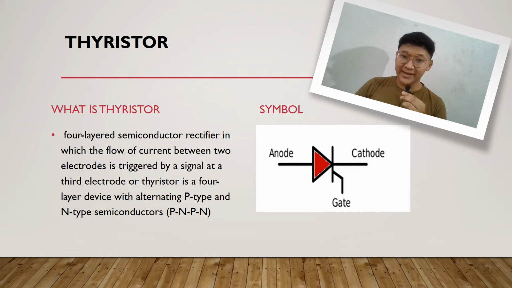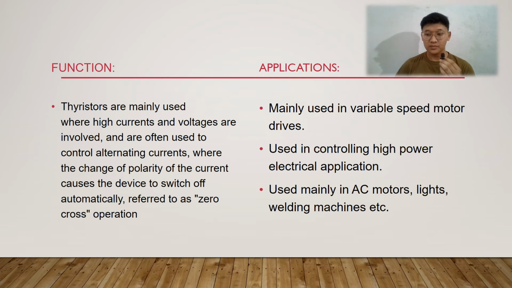What is Thyristor? Thyristor actually is a four-layered semiconductor rectifier in which the flow of current between two electrodes is triggered by a signal at a third electrode. Or, in other words, Thyristor is a four-layer device with alternating P-type and N-type semiconductor, PNPN. And here we also have the symbol of the Thyristor. So actually it is 3 pins. The pins are anode, cathode, and also gate.